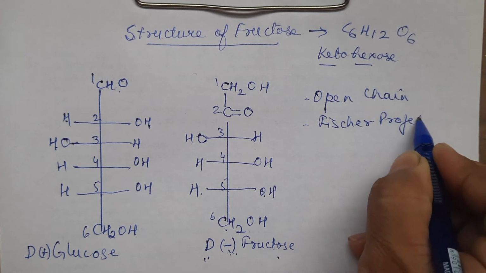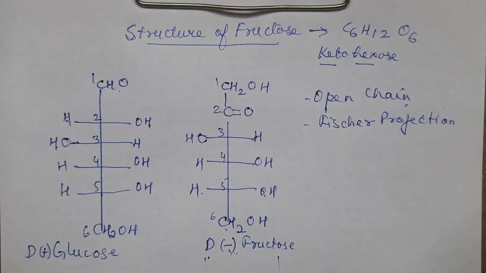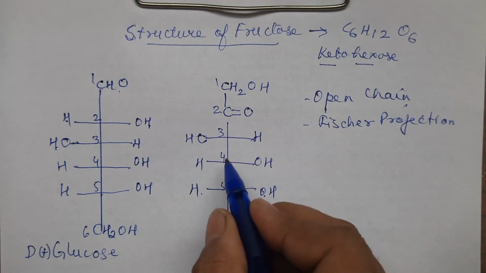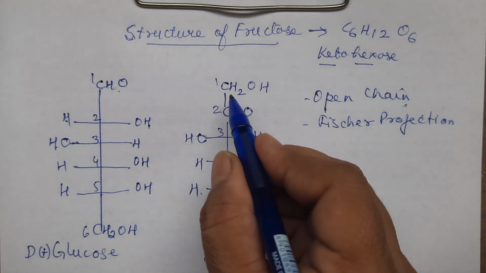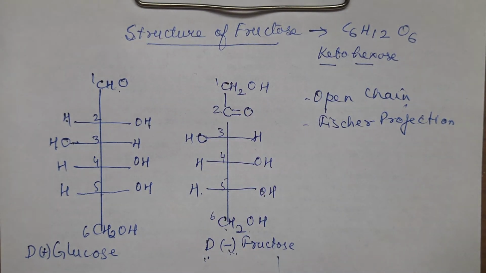Fisher projection formula. What is Fisher projection formula? Already I told you. Carbon atoms are not represented, the center ones. They are just represented with the cross, and lengthwise, if more number of carbon atoms are there in the species, we are going to represent it lengthwise, right? And that's it. You'll get Fisher projection formula, right?